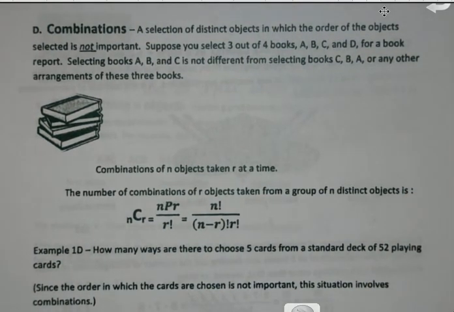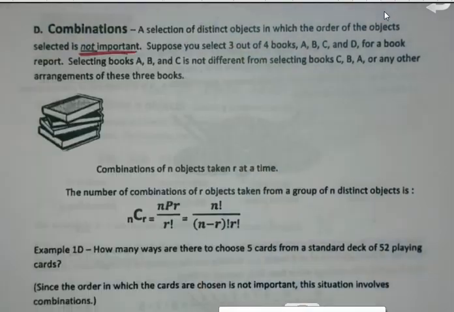Here's our other type, and then I will be done. Okay? Combinations. Big point to notice here: order is not important. So for instance, I select 3 out of 4 books for a book report. The order that you read them in isn't going to be important if you're having to do a report on all 3 anyway. So selecting books A, B, and C is not any different from C, B, and A.